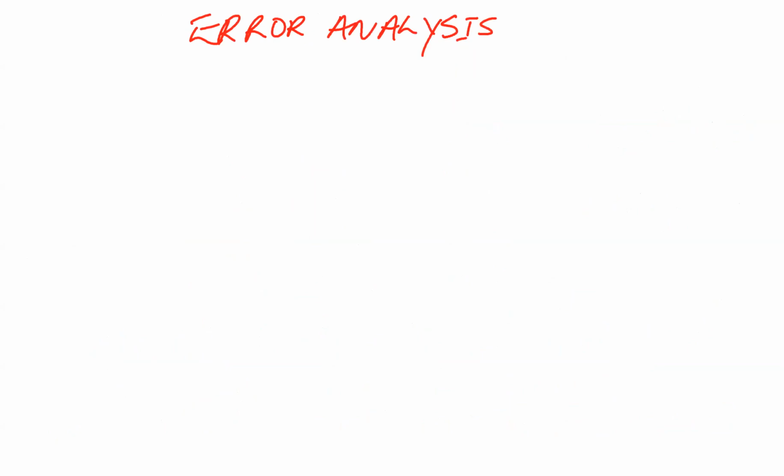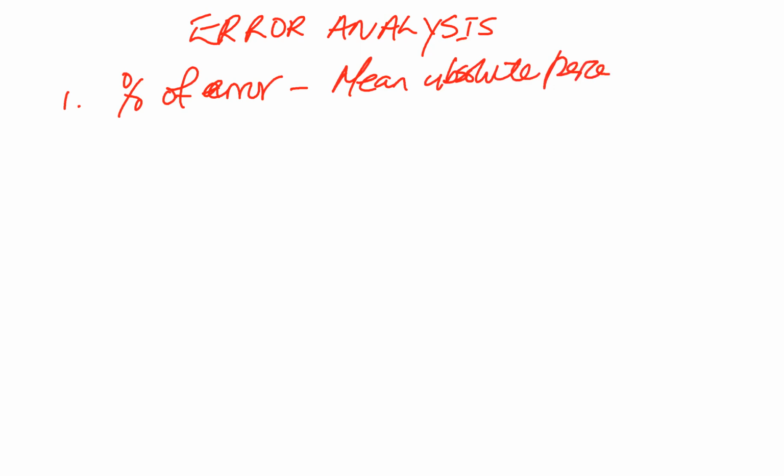Now our errors can be tabulated according to the percentage of error that we find in the forecast. The percentage of error is called our mean absolute percent error, or MAPE, MAPE for short, mean absolute percent error.